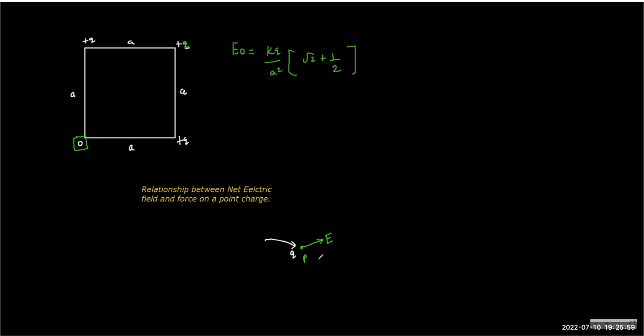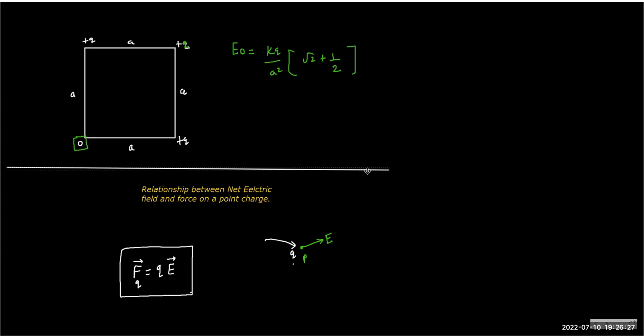So the electric field is the field due to all charges except this charge. And the relationship is pretty much simple. So we can write the force on a charge Q is Q into E due to all other charges except Q. So having known the field at a location, finding the force experienced by any charge will be pretty easy to calculate.